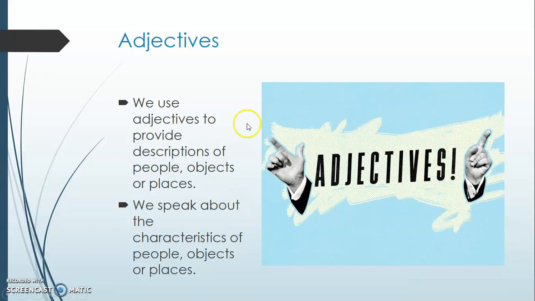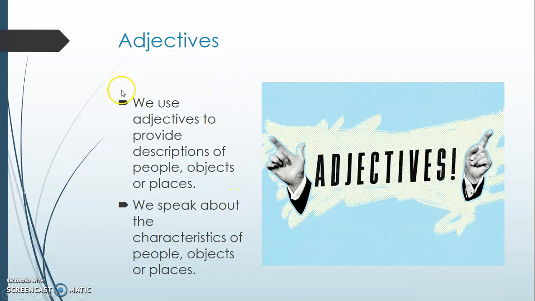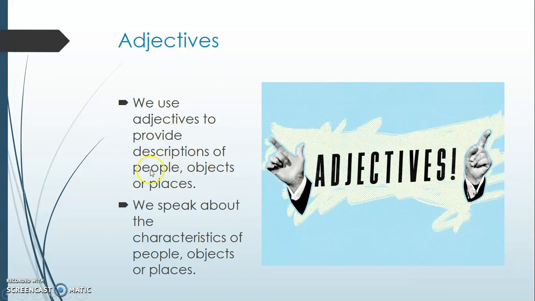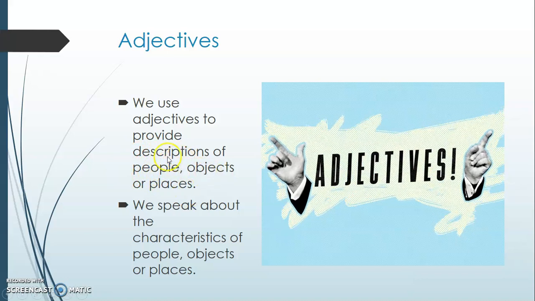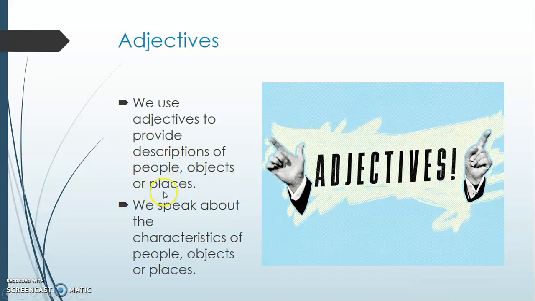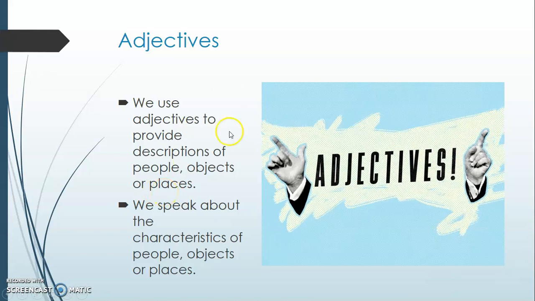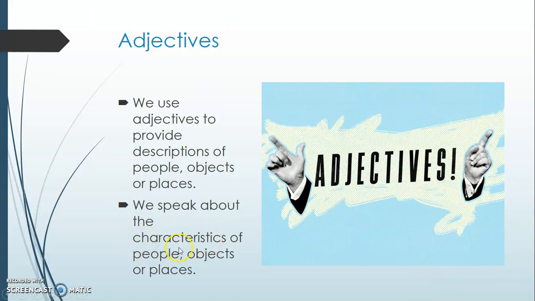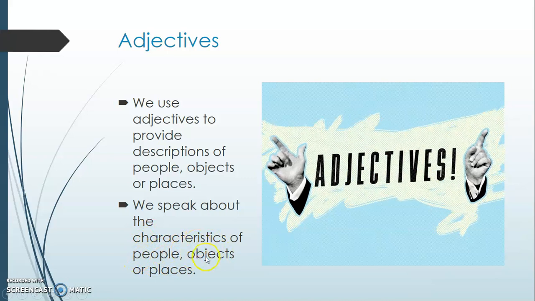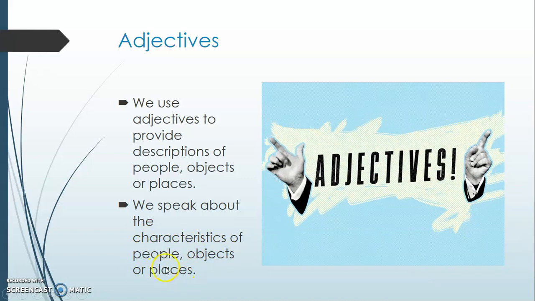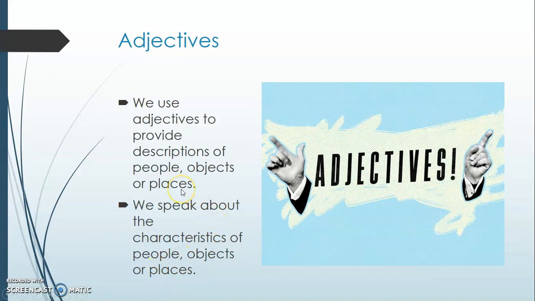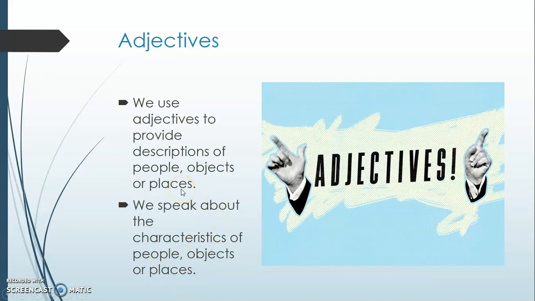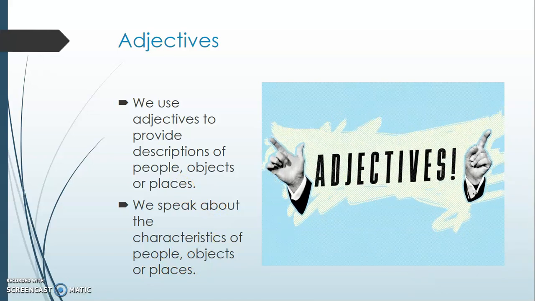Now, the adjectives, guys. So this is really important. Remember, we use adjectives to provide descriptions of people, objects, or place. Descripciones, objetos, o lugares. When we speak about adjectives, guys, we speak about characteristics of people, characteristics of objects or characteristics of place. And we're going to see some examples of this later. So be a little patient, okay?